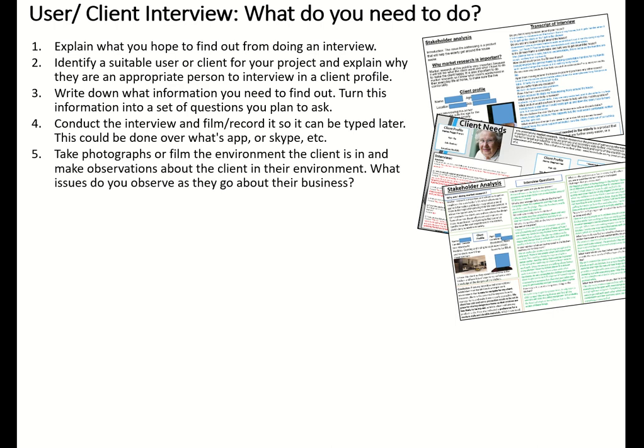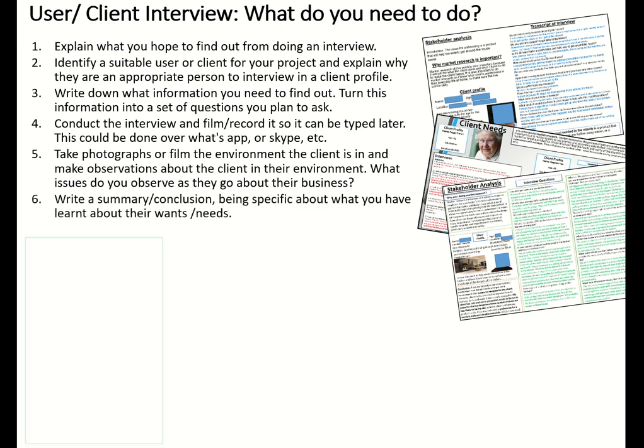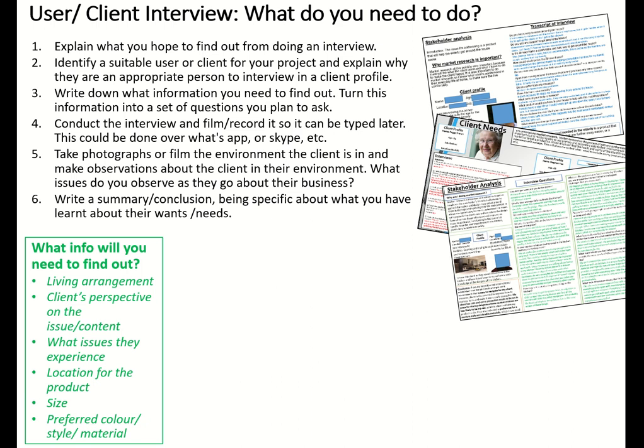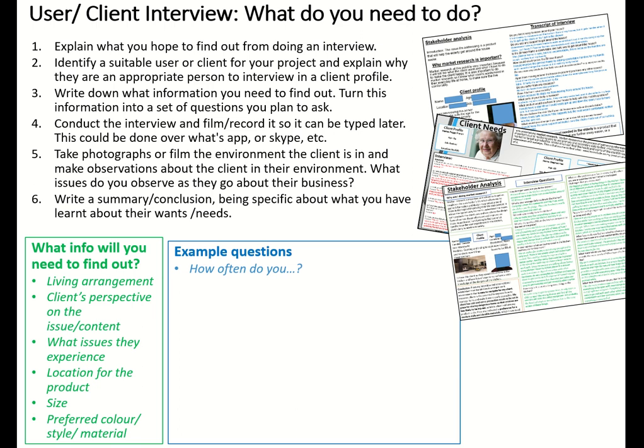Then take photographs or films of the environment the client is in and make observations about their environment. What issues do you observe? And then you can summarize all that. Some things that are worth finding out: their living arrangement, their perspective on certain issues, what their experiences are, where the product would be, what size they would want, color, preferred material, that kind of thing. And here are some example questions.